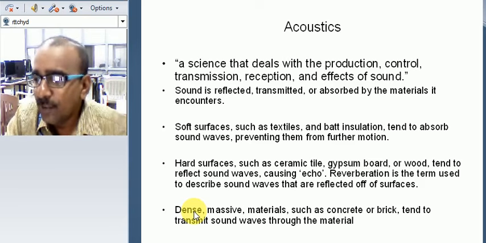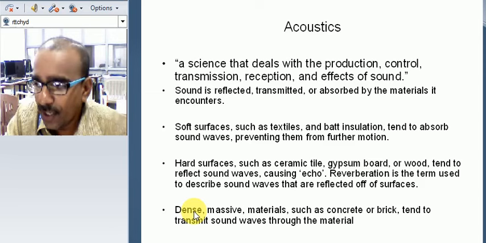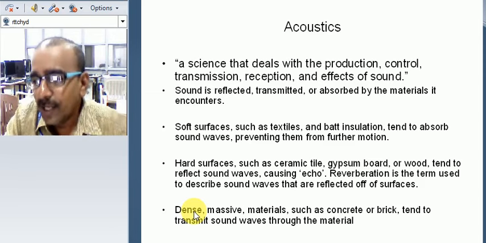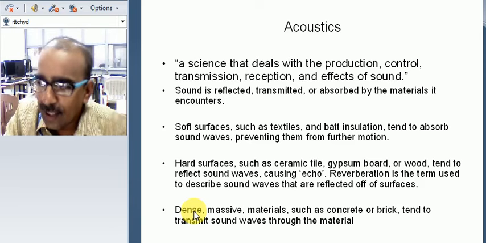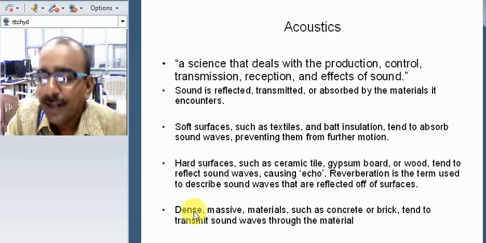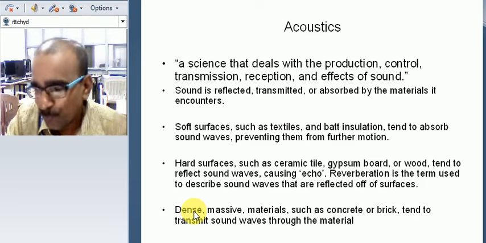Dense, massive materials such as concrete or brick tend to transmit sound waves through the materials. From the last line we can compare it with the sound which we hear from our nearby rooms.